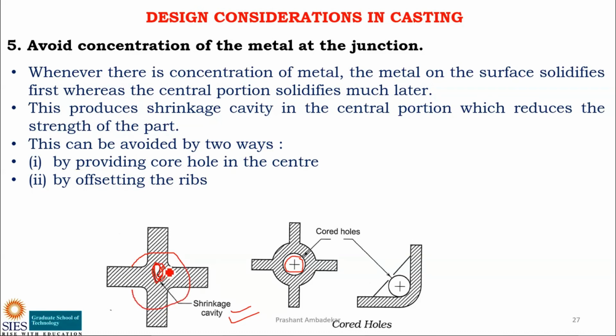Means some material that was removed from the center is added here. You can see in this sketch, it is added here. Okay, so the overall strength does not reduce, but then the formation of shrinkage cavity will not take place here. Or the second way is by providing the offset.